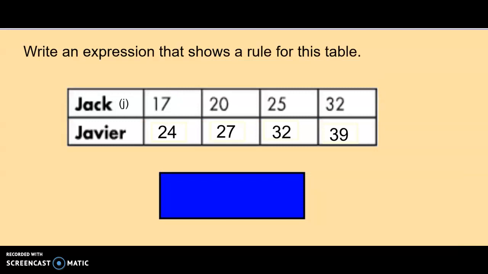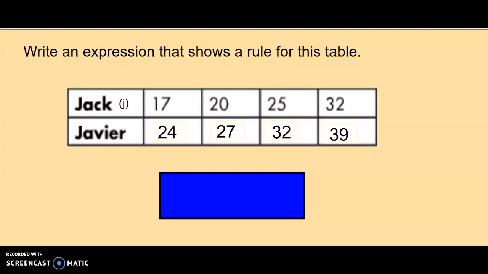I have Jack and Javier again, but different things happening. We need to figure out what's the rule for this table, and we're going to write it like an algebraic expression with a variable and a number and an operation. So we're going from 17 to 24, 20 to 27, 25 to 32, 32 to 39. I'm going to pause for a second and let you think about it. Okay, guys, what do you think?